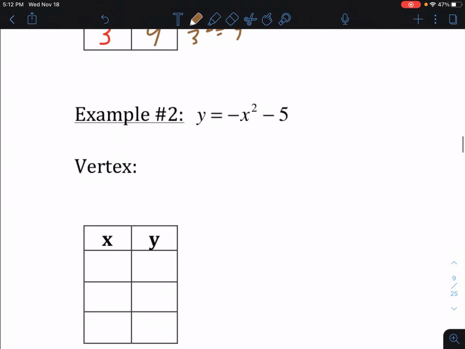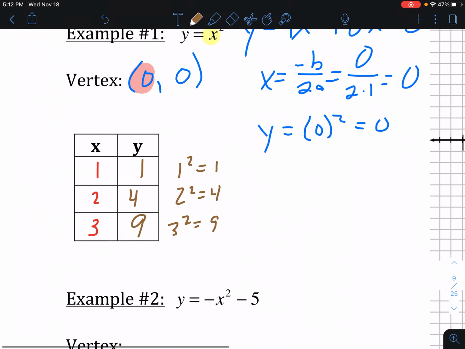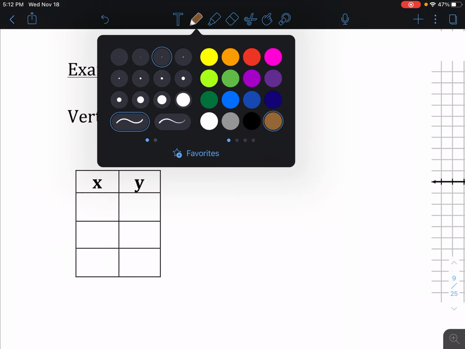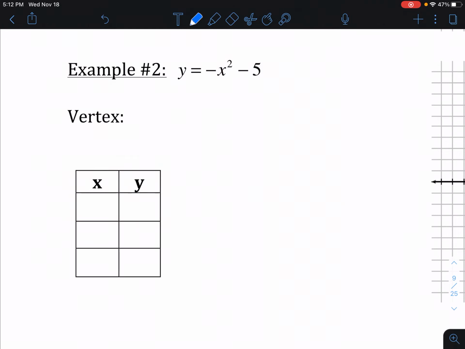Okay, example 2. So if I write this guy out, I would say a is negative 1 because it has the x squared with it. B is 0 here. That minus 5 is actually what we call a constant. That's the c. A constant is a number that does not have a variable with it.